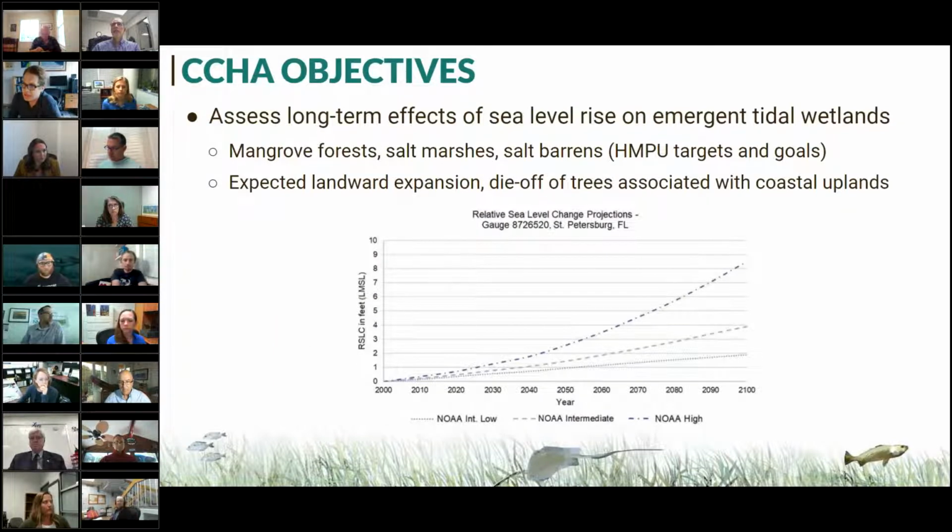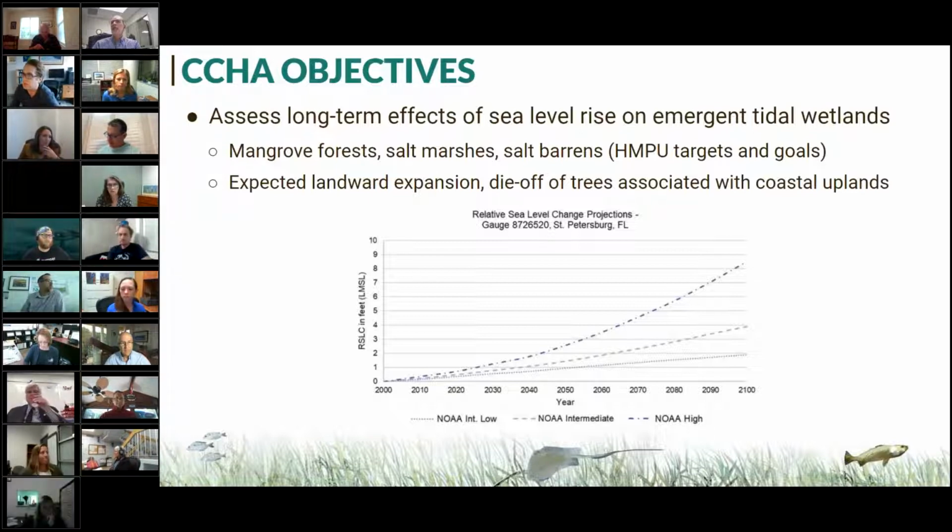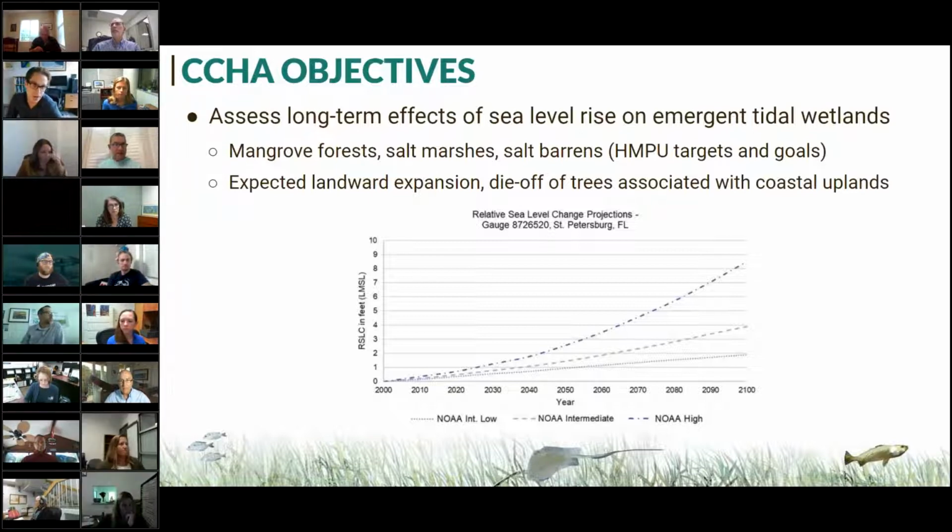So CCHA is really a very long-term project. It started about 5 years ago and will continue for the next several decades. So we want to make sure we get these methods right. But the overall goal is to evaluate the effects of sea level rise on emergent tidal wetlands in Tampa Bay. So these emergent tidal wetlands are the critical coastal habitats, particularly looking at mangrove forests, salt marshes, and salt barrens.